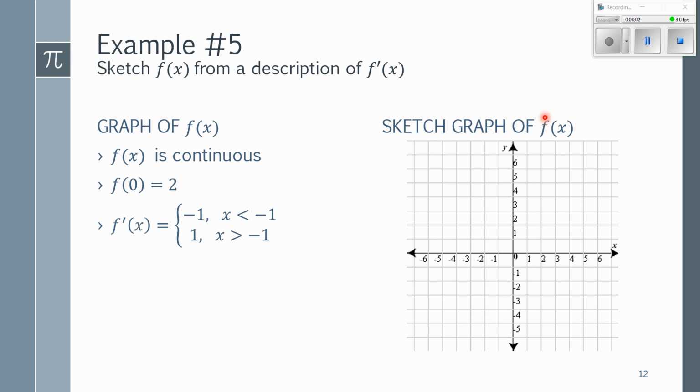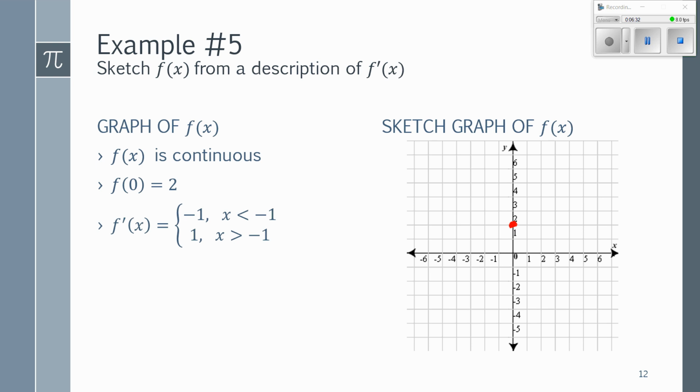So some information I'm given about the graph of f. I'm told f is continuous. Well, I can't really draw anything yet, just knowing it's continuous, but that's good to know. I'm not going to have any discontinuities in this. So no jumps, no holes, no moved points, no oscillations, no vertical asymptotes. I am told a specific coordinate: when x is 0, f of 0 is 2. So I do know I have a point right here.